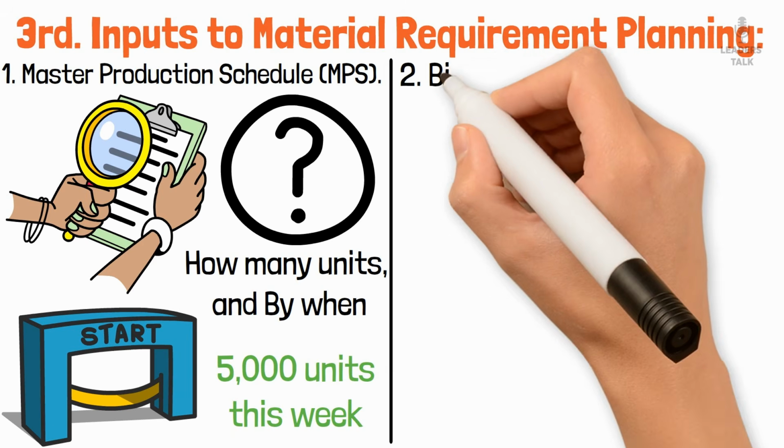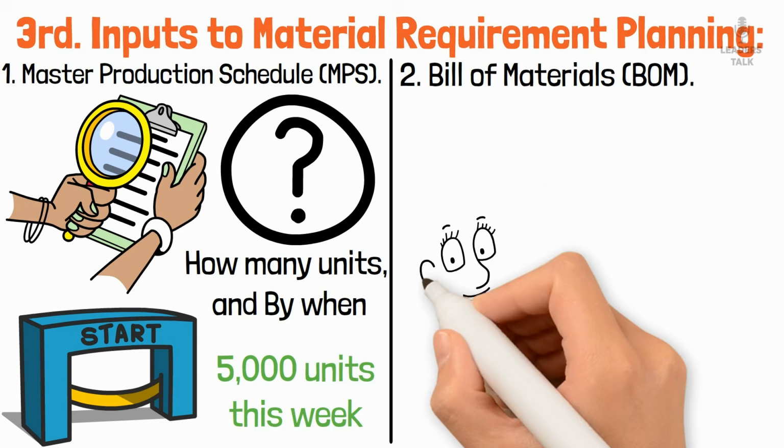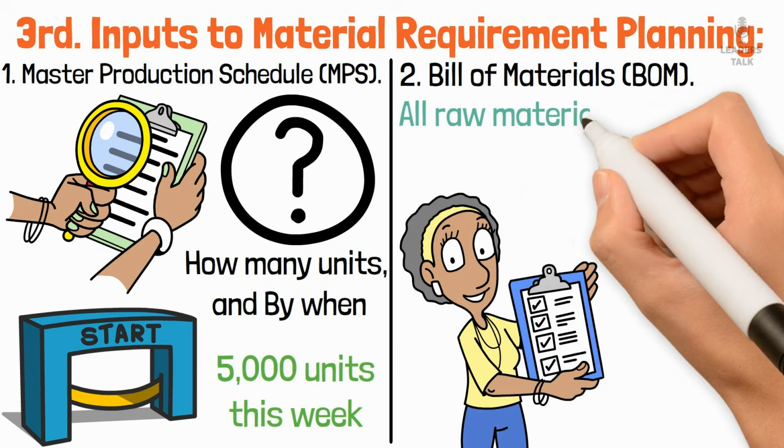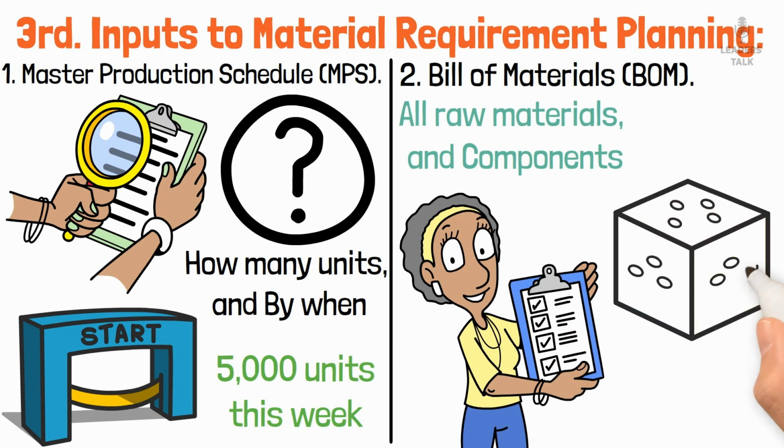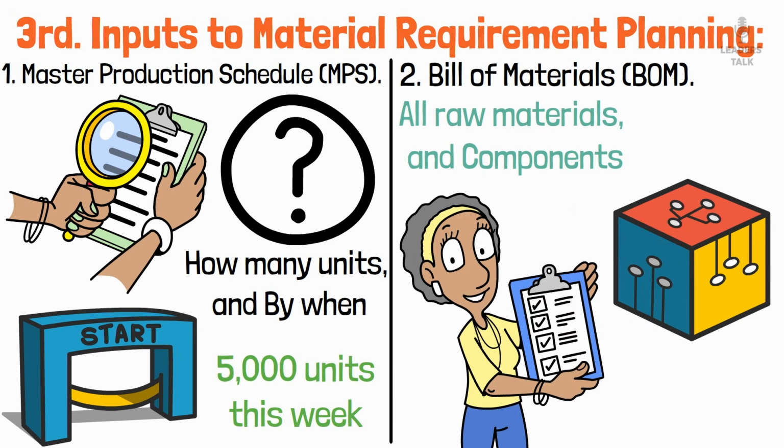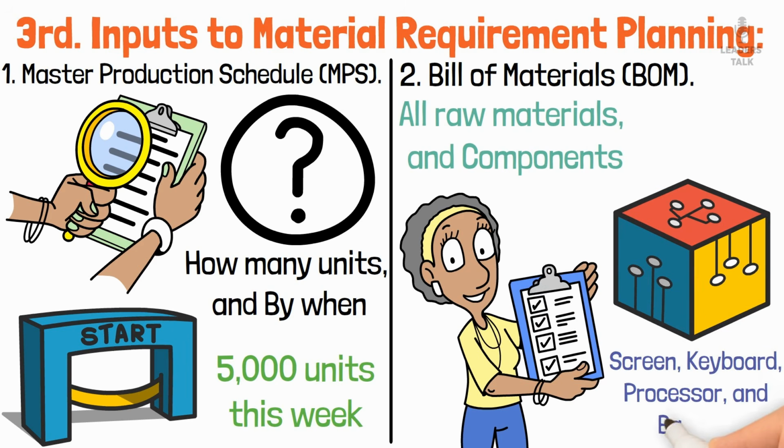2. Bill of Materials, BOM. This is a detailed list of all raw materials and components required to make a product. It breaks down the final product into smaller parts. For example, a laptop requires screen, keyboard, processor, and battery.